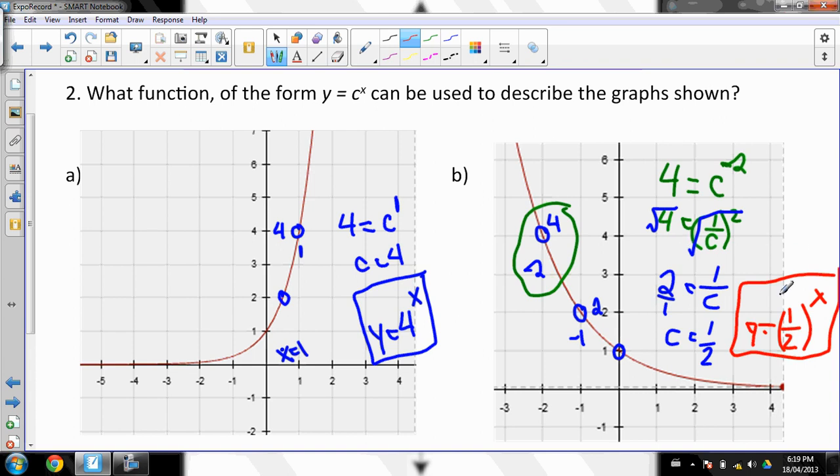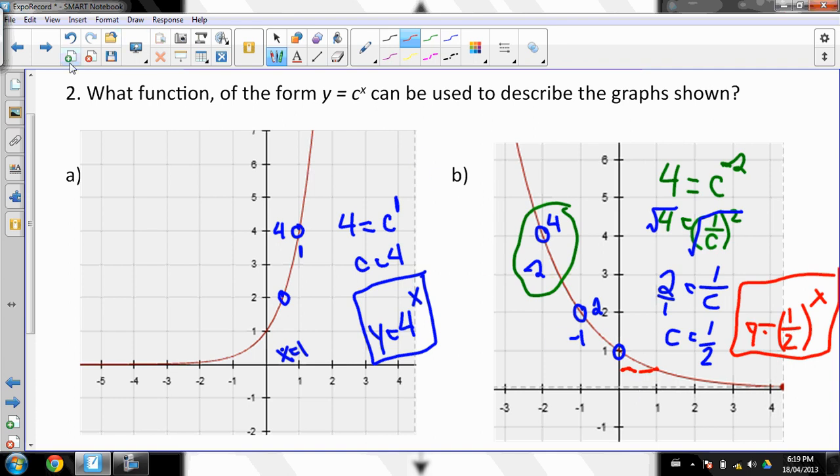Now here, some people will be able to pick that up on a pattern, and that's fine. You could say, oh, well, 1/2 to the power of negative 1 gives me 2. 1/2 to the power of negative 2 gives me 4. And that's how you could pull it out. Or 1/2 to the power of 1 gives me 1/2. The only problem with that is you don't know that this is exactly 1/2. I mean, it looks like it, but you're not 100% sure.